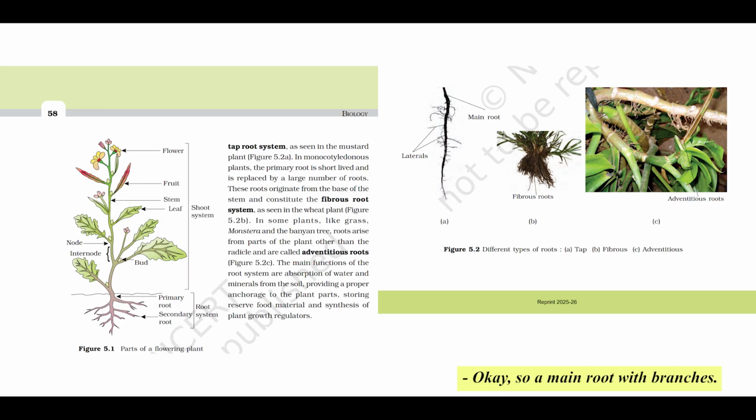Okay, so a main root with branches. That's the taproot, typical for dicots. What's the alternative? In contrast, we have the fibrous root system. This is typical of most monocotyledonous plants, monocots, with the wheat plant being an excellent example.